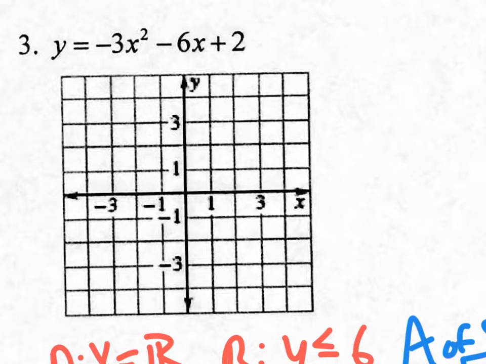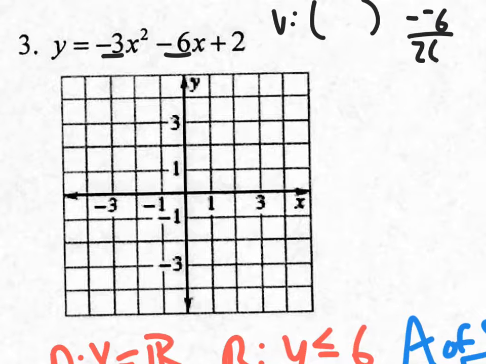So I'm running out of time here, but I'm going to squeeze this one in. So the vertex is going to be a coordinate, and you're going to go -b over 2 times a. So that's -6 over 2 times -3. So we really have 6 over -6, and 6 over -6 is really -1.